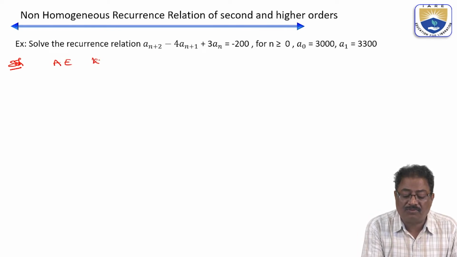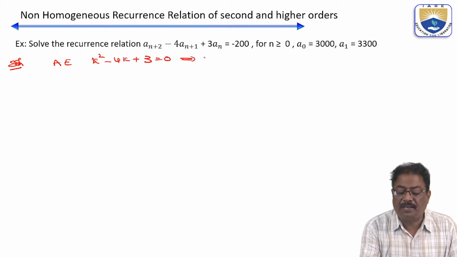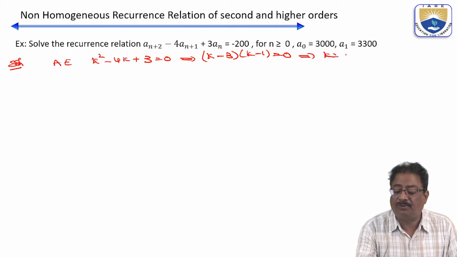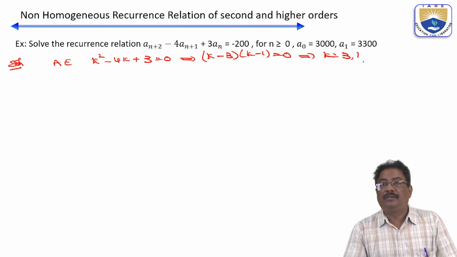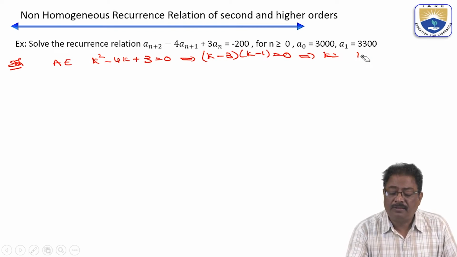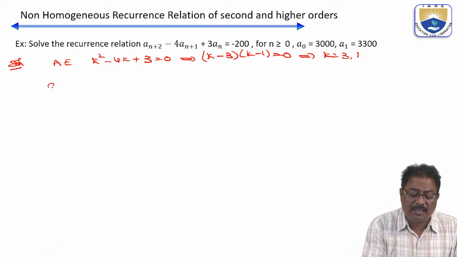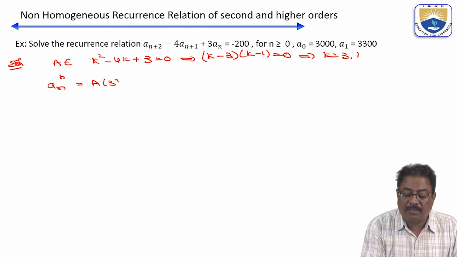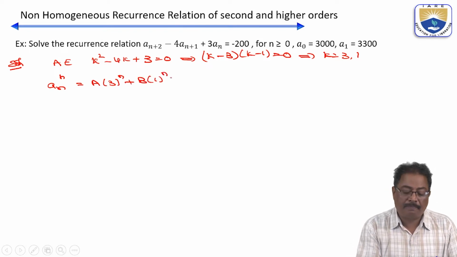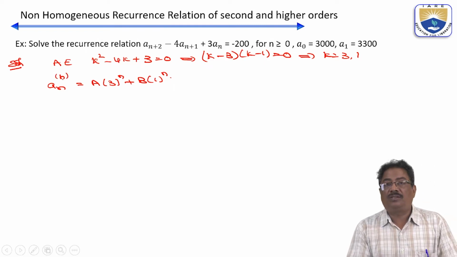The auxiliary equation is k square minus 4k plus 3 equals 0. Which implies the roots: k minus 3 into k minus 1 is 0. So subsequently k is equal to 3, 1. So I am going to get the roots 3 and 1. Then the solution is a_n^h equals A into 3 power n plus B into 1 to the power of n. So this is the solution for the homogeneous.